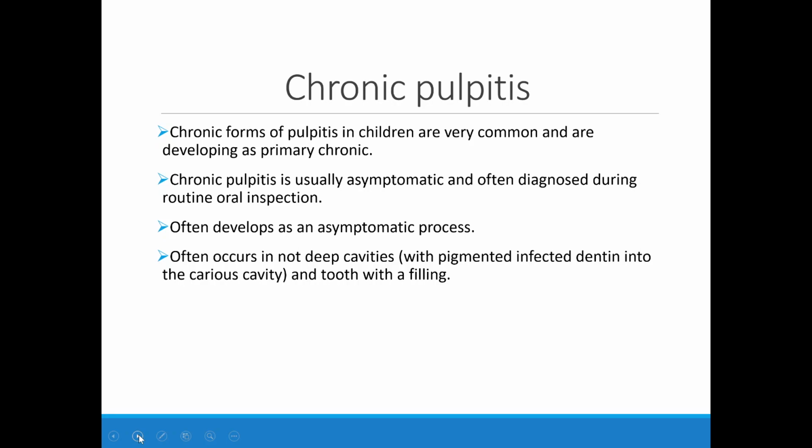Often it occurs in not deep cavities, and it's very important that it occurs with pigmented infected dentin in the carious cavity or in a tooth with a filling. So please remember that acute pulpitis we usually find in teeth with white, light dentin, and chronic pulpitis in cavities which are not deep but with brownish infected dentin.